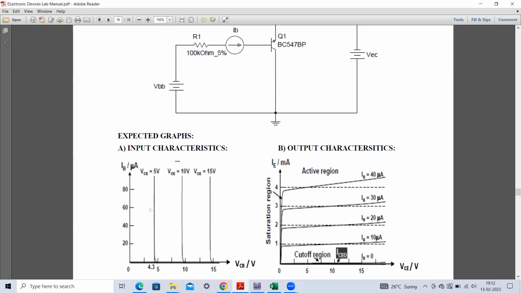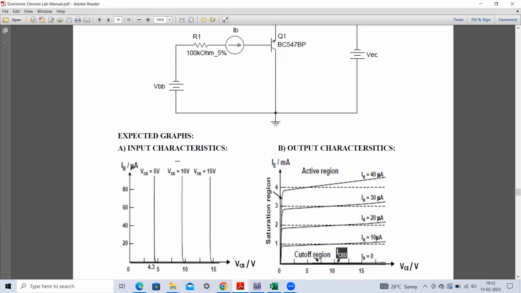So this curve has been obtained for VC equals to 5 volt, VC equals to 10 volt, VC equals to 15 volt, and so on. So this way we have to obtain the family of curves by varying this particular VBB. And because of the variation in the VBB, the corresponding change in the base to collector voltage will be observed.